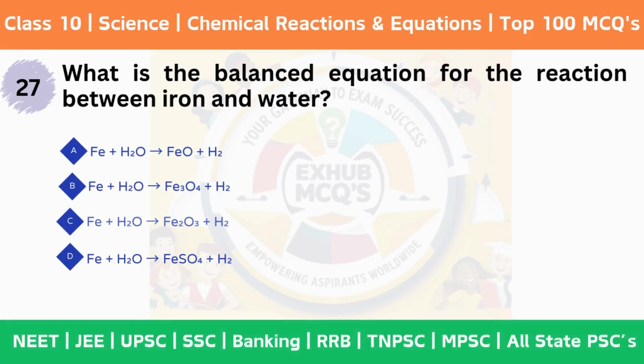27. What is the balanced equation for the reaction between iron and water? Option A, iron plus water forms iron oxide and hydrogen. Option B, iron plus water forms ferric oxide and hydrogen. Option C, iron plus water forms ferrous oxide and hydrogen. Option D, iron plus water forms iron sulfate and hydrogen.